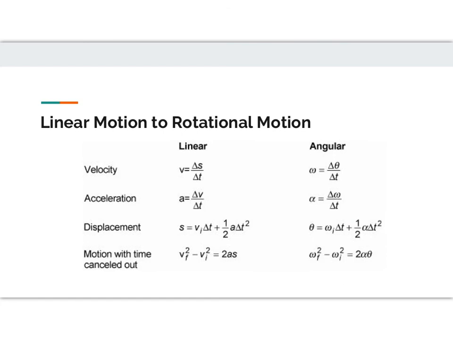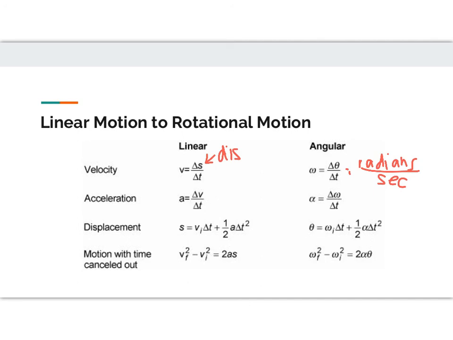Okay, so to look at how these equations are different, for velocity, we normally have s, so this would just be our distance over time. Now we have our delta theta over time. So this would be, remember, our radians over seconds. Acceleration, very similar, change in velocity over time. Now it's change in angular velocity over time. Still, we're in radians per second squared.